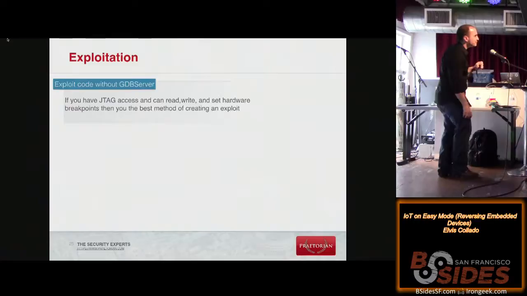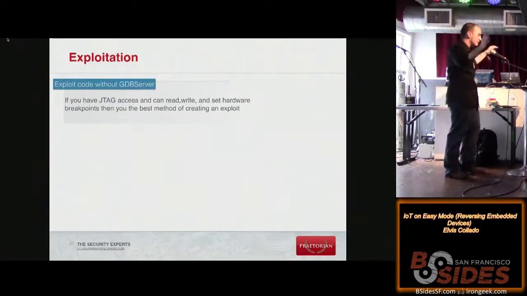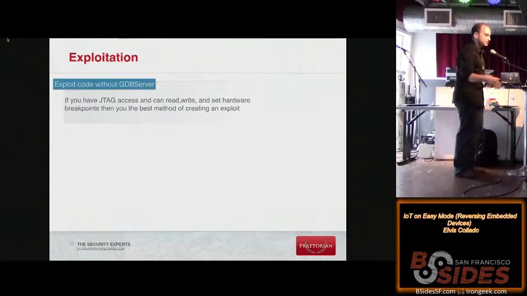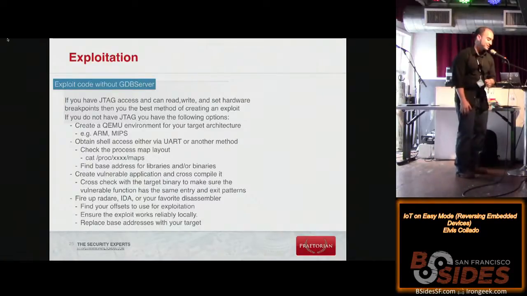If you have JTAG, you win. You hands down win because you have complete control over the processor itself. Now we'll talk more about this. So with JTAG, you can actually have a GDB instance to the processor itself and set breakpoints and analyze everything. So you already win. You can craft your exploit right there on the box using JTAG, and it's very, very handy. If you don't have JTAG, you're going to have to start emulating some stuff.